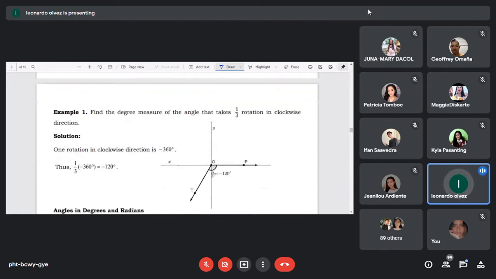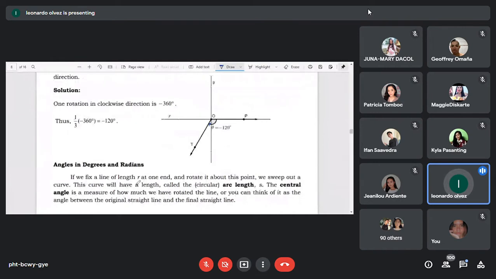And if we are going to illustrate that one, it looks like this in the graph. What we will discuss here is the standard position. The angle is in standard position. So again, in standard position, the initial side is at the positive x-axis.